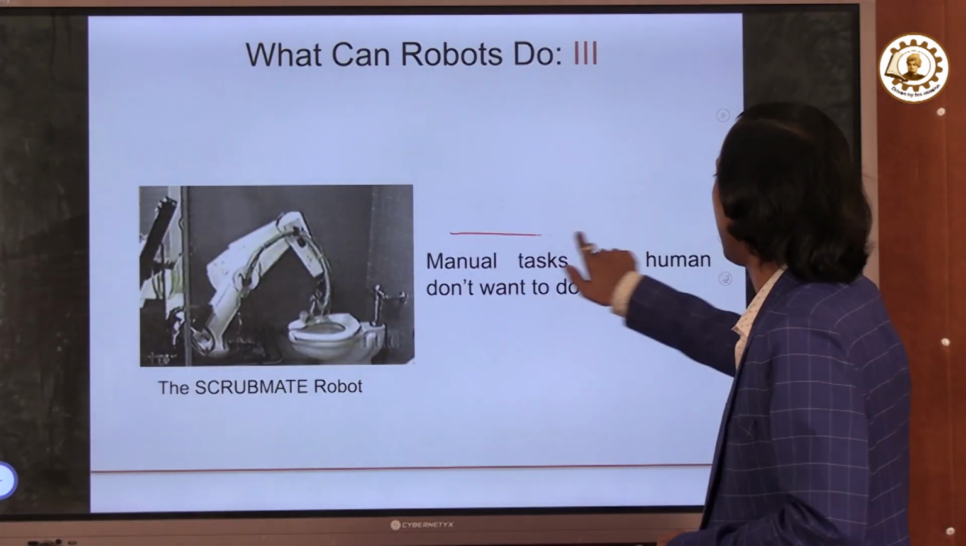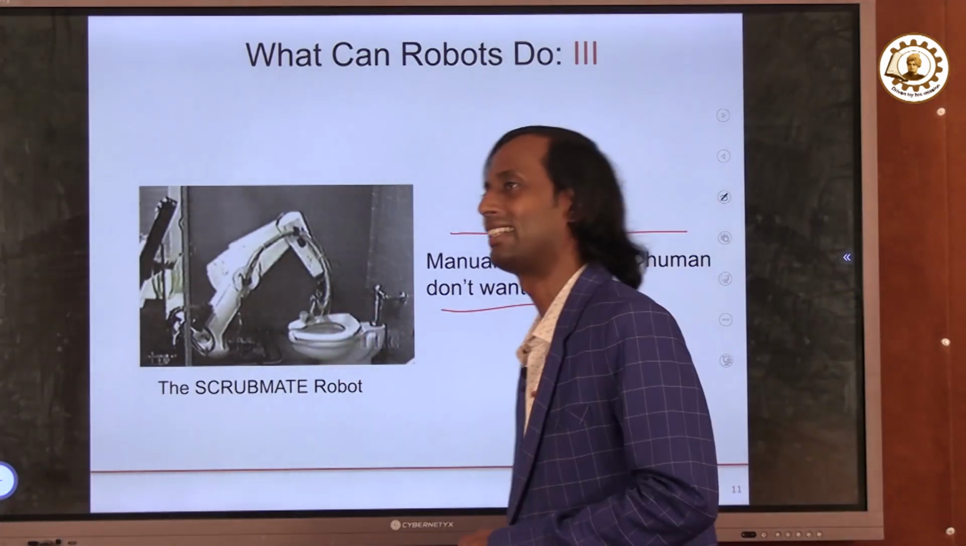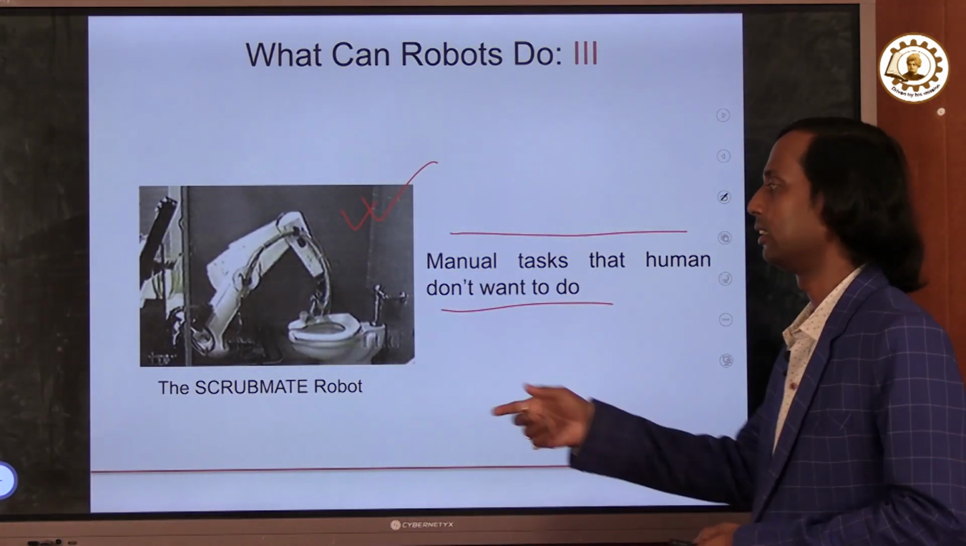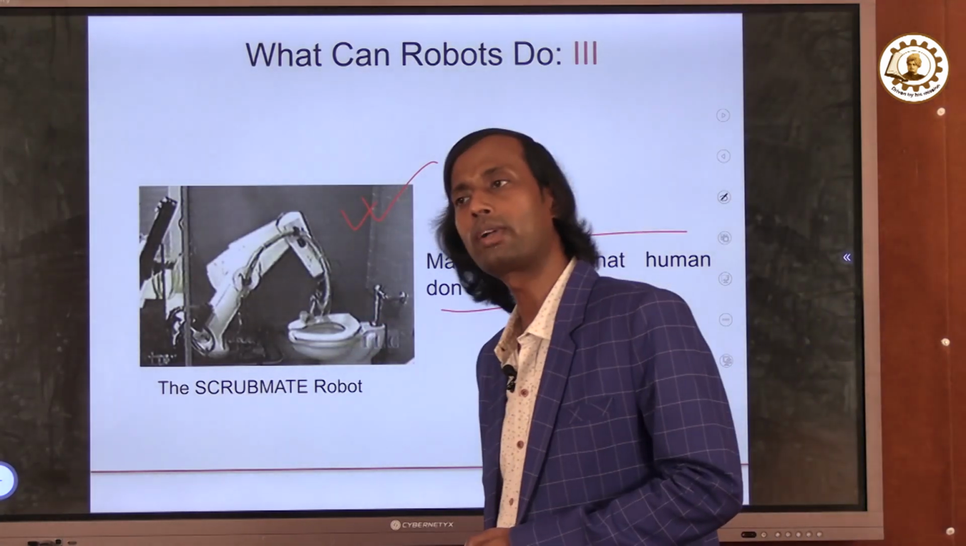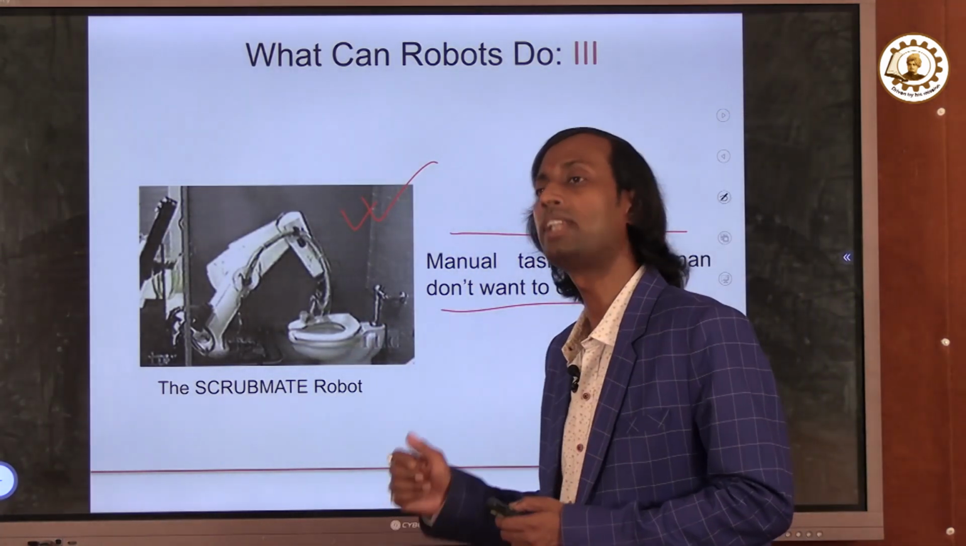Then manual tasks that humans don't want to do. Suppose toilet cleaning. If you see that picture, the toilet is cleaned by the robot. Obviously, a human being cannot do that.